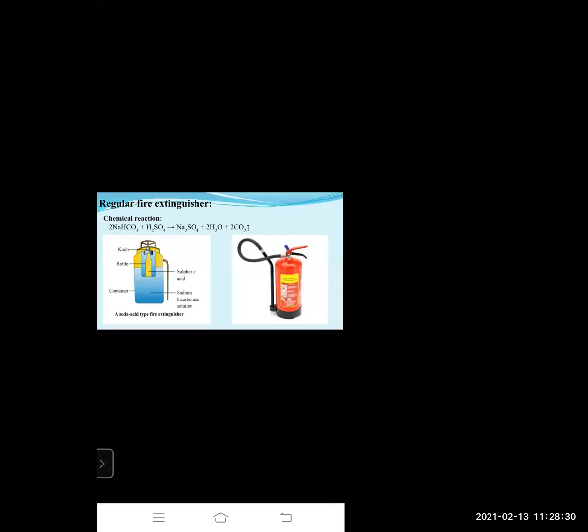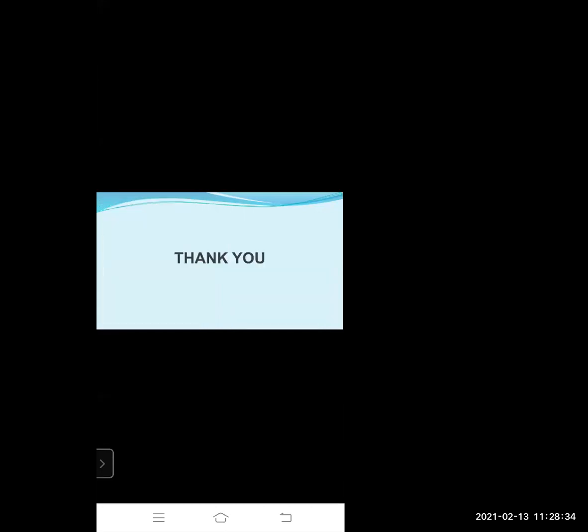What are the different uses of CO2 and how is CO2 formed in fire extinguishers? Have you understood this?